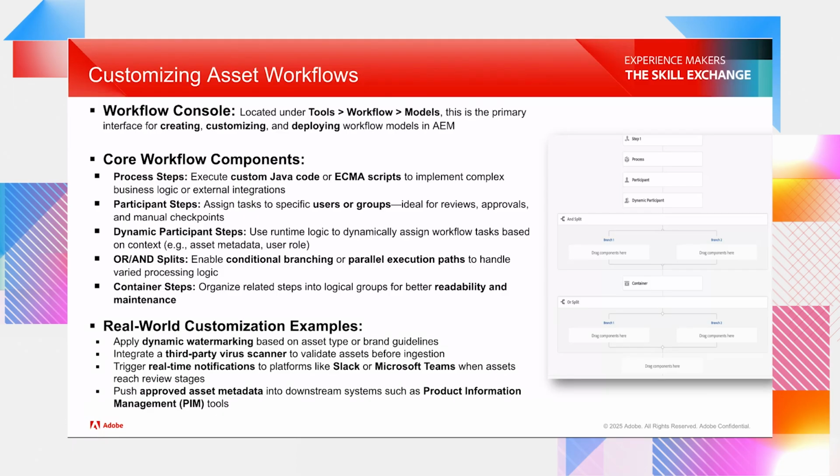OR and AND splits are very helpful. OR is used for conditional branching. For example, an asset is sent for approval, then either it will be published or it will be sent back for changes. AND split is helpful for parallel processing.